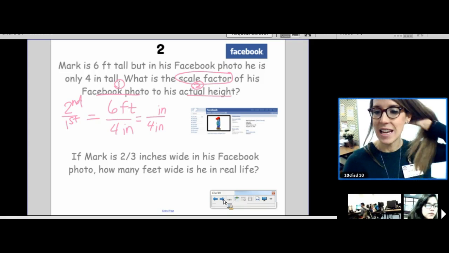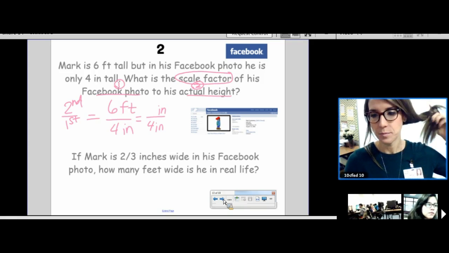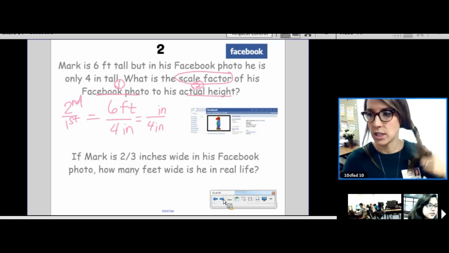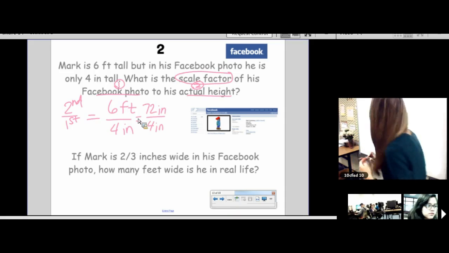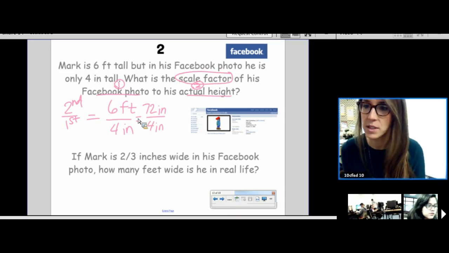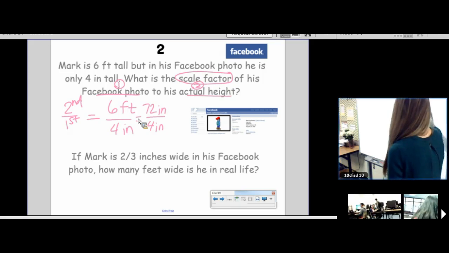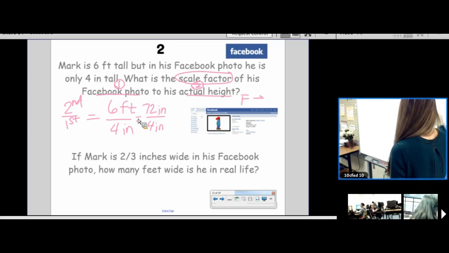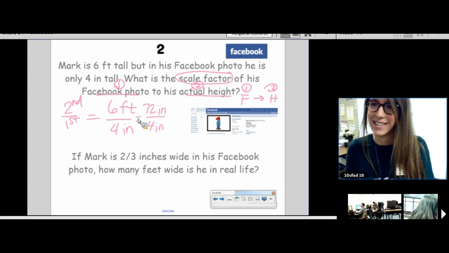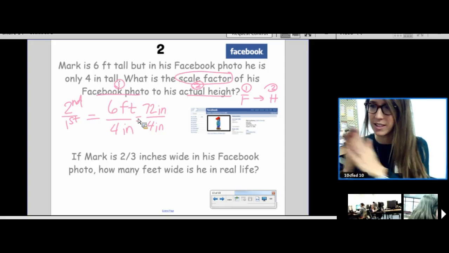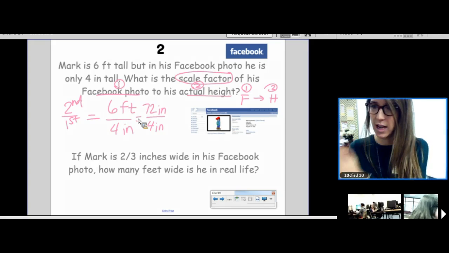What is 6 feet in inches? 6 feet in inches, 6 times 12, 72. You thought the 6 was first. No, it says his Facebook photo to his actual height. So whatever's listed first is first, and whatever's listed second is second. Facebook to height. Facebook is first, height is second.